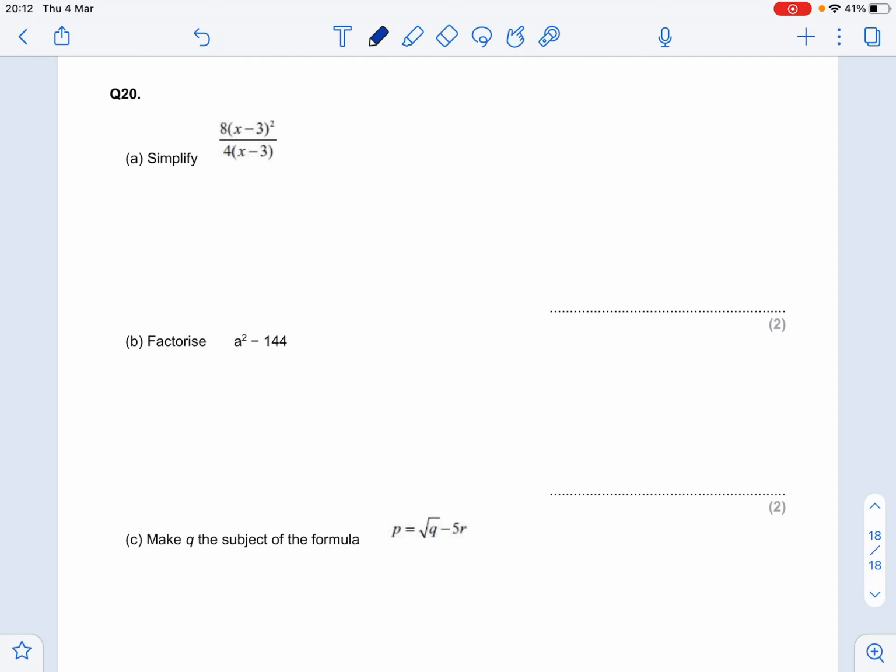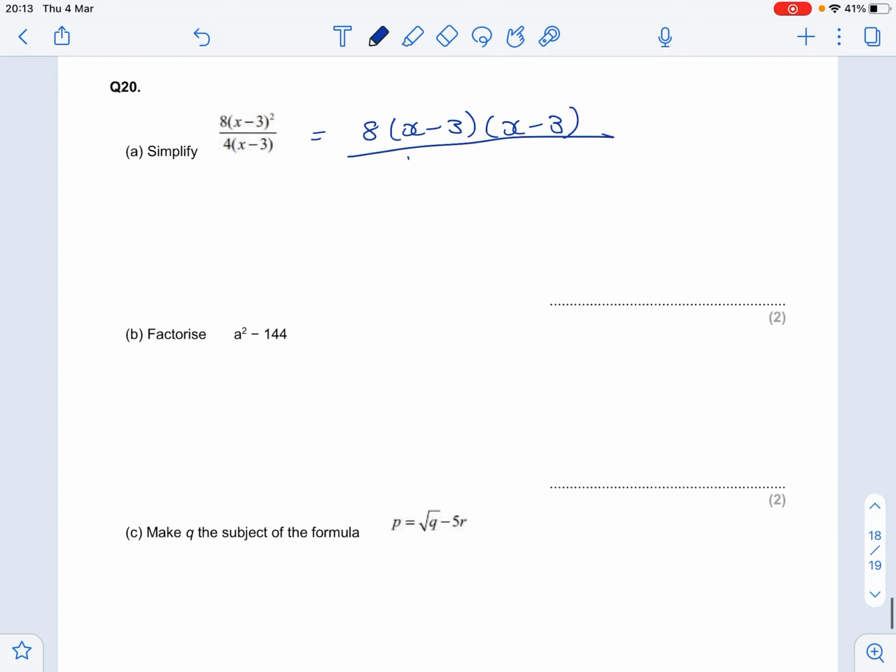Question 20, simplify this. So let's write this out. We have 8 times x minus 3 squared, which is the same as x minus 3 times x minus 3. Then we have 4, then x minus 3. Then we're going to cancel it out. This also simplifies: 8 divided by 4 is 2. So the answer is 2 times x minus 3.